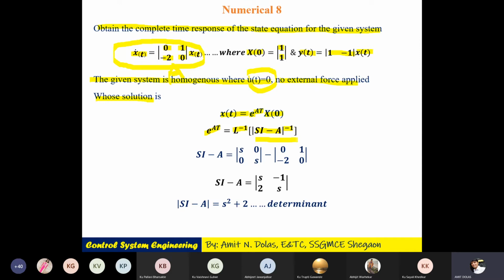Why do we take the inverse Laplace transform? To compute the output in time domain. When we take the Laplace transform it will be in frequency domain, and we need what? Time response here. That's why we'll take the inverse Laplace transform. So sI, you know how sI is computed. This is sI, s 0 0 s, minus A matrix is there.